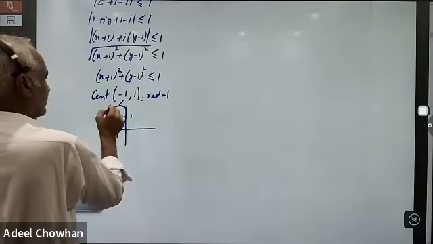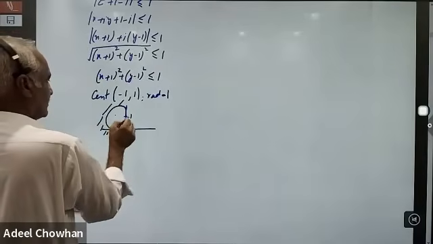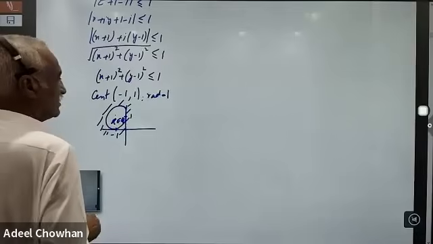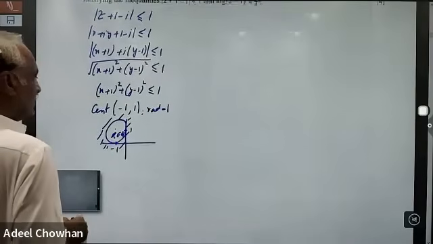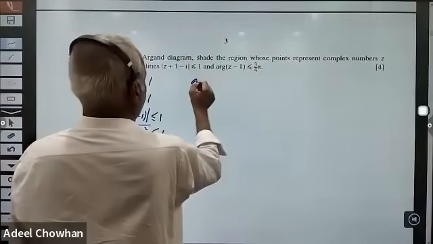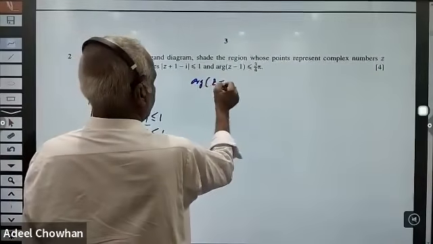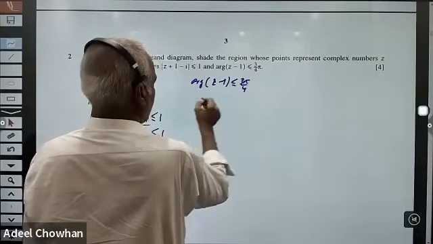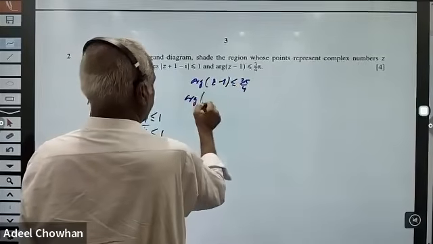Which is less than or equal to 1. So the region inside the circle is the required part of it. And the second part of this one is argument of (z minus 1) less than or equal to 3 pi by 4. Argument is as it is.